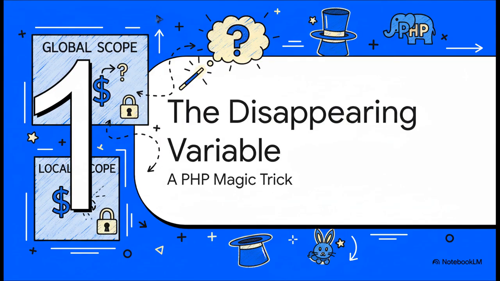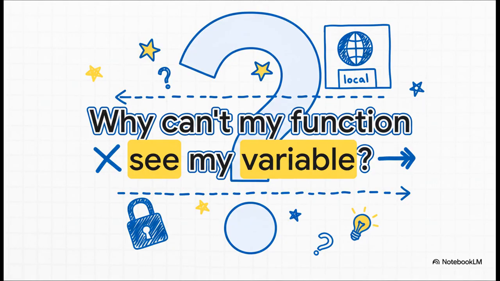All right, let's dive right in. We're going to start with what I like to call the disappearing variable trick. Because let's be real, it feels like some kind of magic trick that's just not working in your favor. This is the million-dollar question, isn't it? I mean, you wrote the code. The variable is sitting right there, plain as day. So why is your function pretending it's completely invisible?